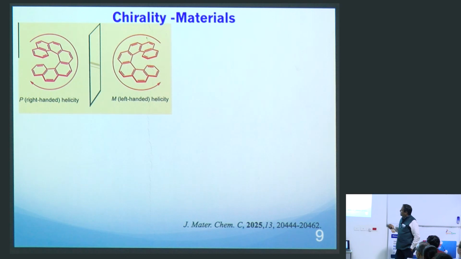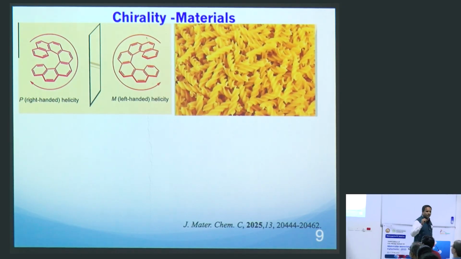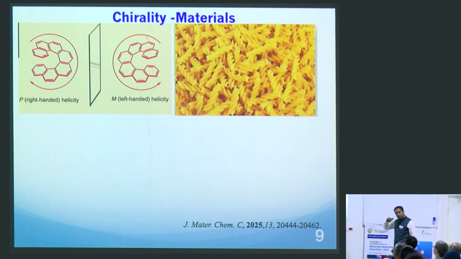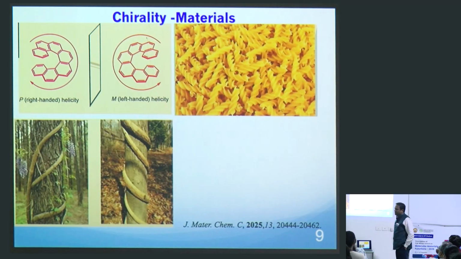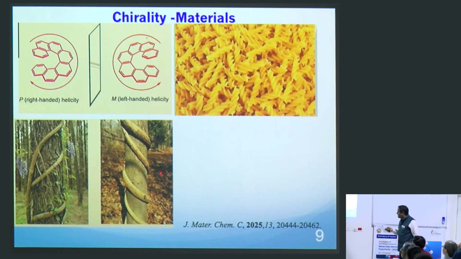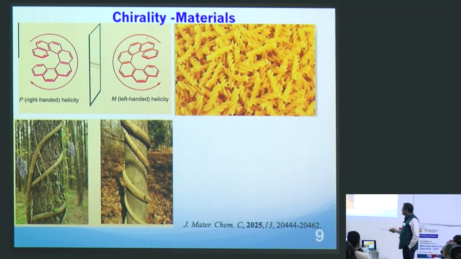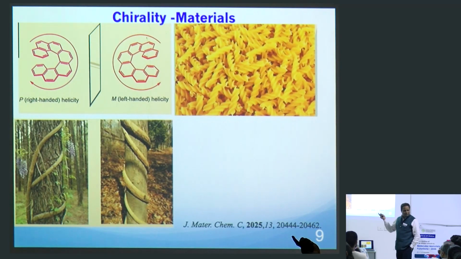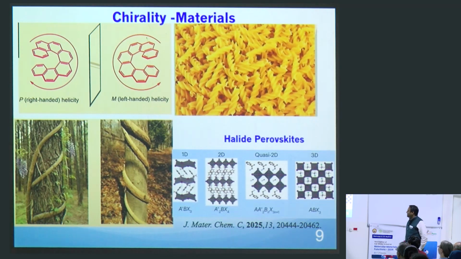Here I have shown the helicity of chiral compounds, or you can see pasta, which is also chiral. Whenever you see pasta, it will be twisted on only one side, you cannot see it on the other side. Even nature produces helicity in trees, and here is a similar one in the opposite sense, so it's a mirror image. I think some of these trees are from China and another from Japan, where nature also generates chirality.